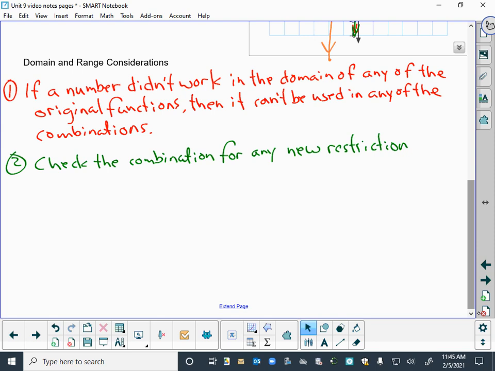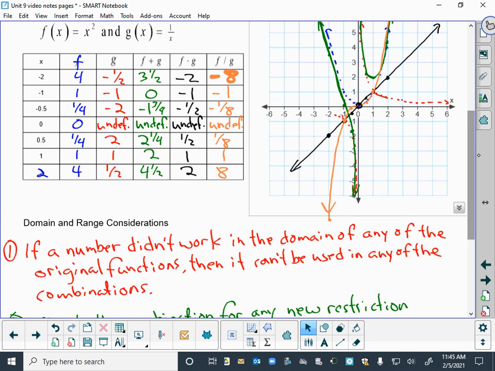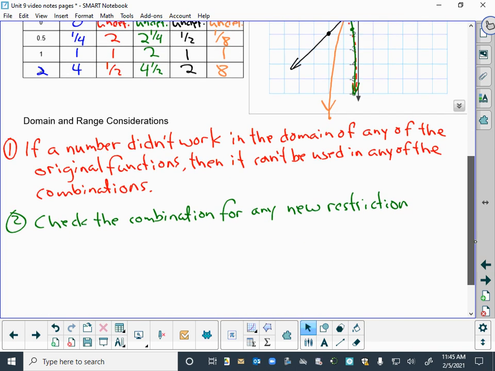Range is a much trickier thing. Range on these kinds of things, we are most of the time going to have to look at the graph to see what's going on with the range. Lots of interesting things happen, like when we looked at this green function here, the range appears to be all real numbers because of what's going on the left-hand side of that, but there are other strange things that could happen when we start to do combinations.